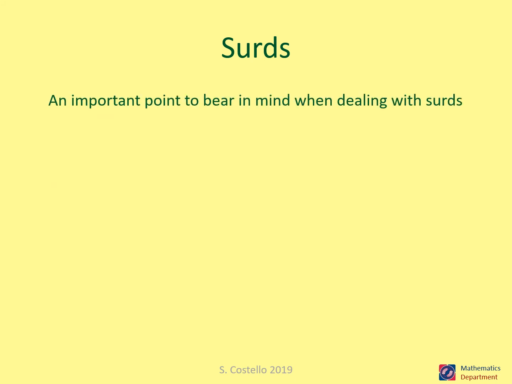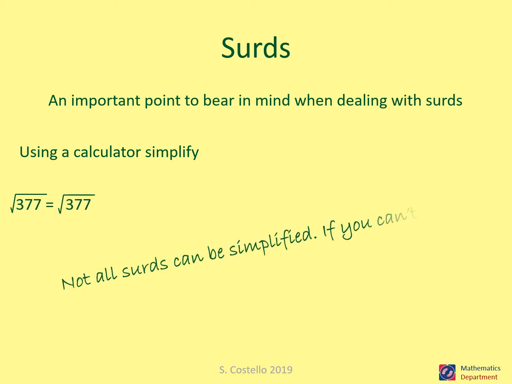An important point to bear in mind when dealing with surds. Using a calculator, simplify root 337. If you've got a calculator handy, quickly do that. And you'll see the answer is root 337. Not all surds can be simplified. If you can't find an answer, there might not be one.